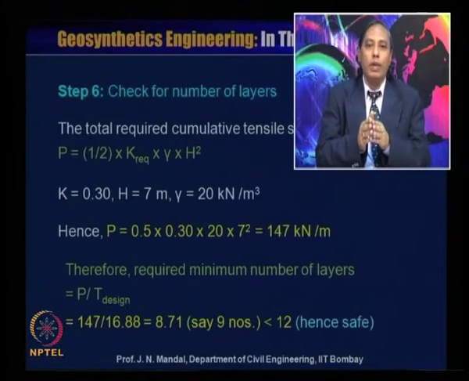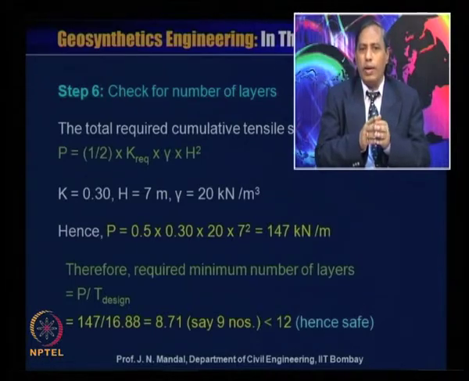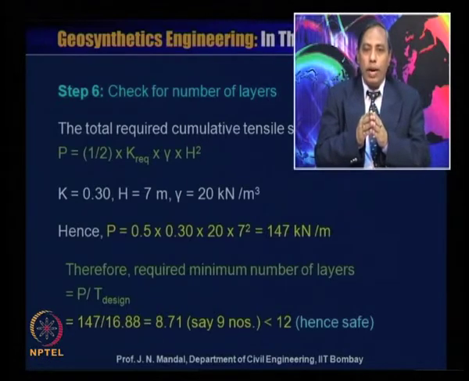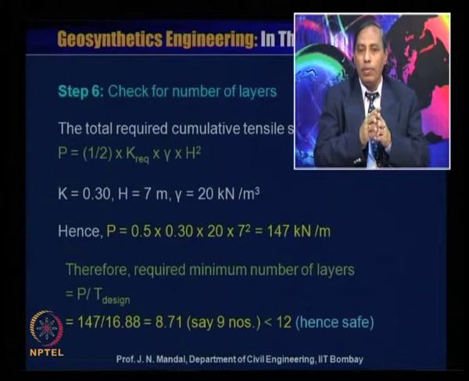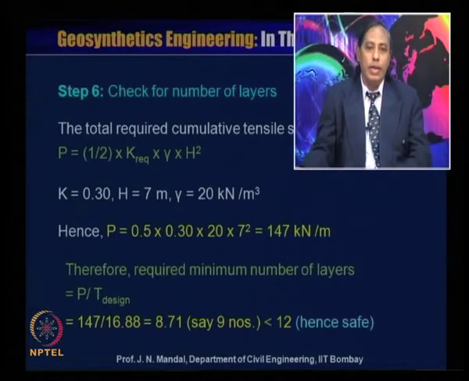Therefore, the required minimum number of layers will be equal to P divided by T design. We have calculated P as 147, divided by T design, which we know is 16.88. This will give 8.71 as the number of geogrid layers. So 8.71, say this is 9. As per our design method that we have adopted, it is coming to 12. So it is less than 12. We require about 9, but we are providing 12, so it is safe. So the design is safe.